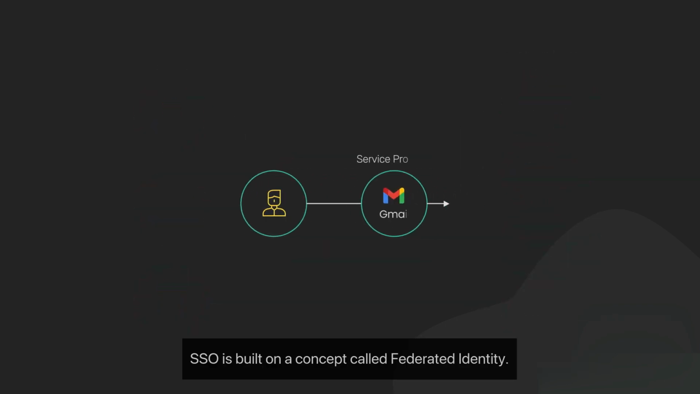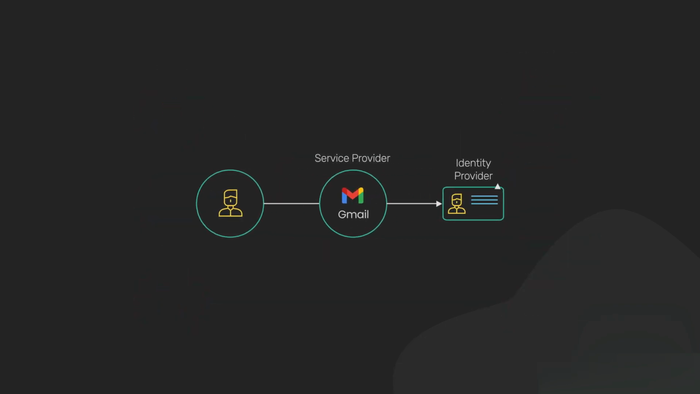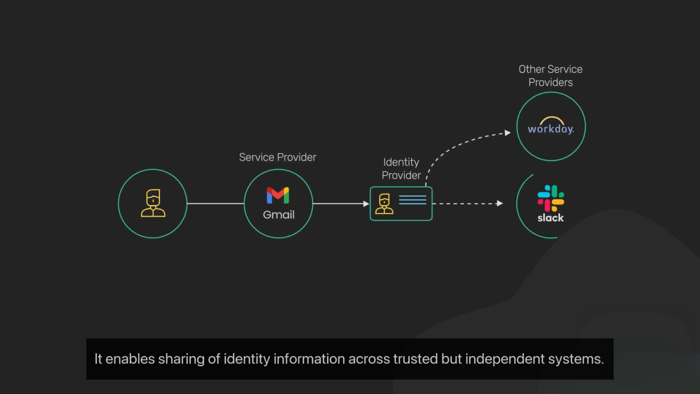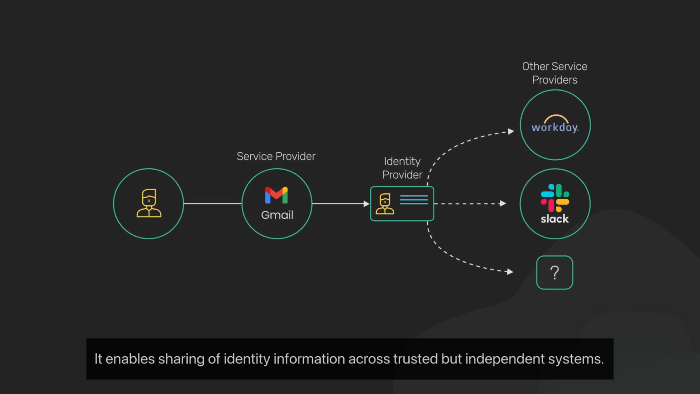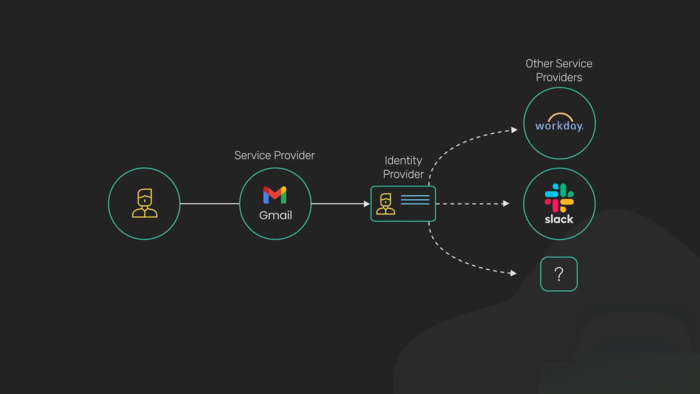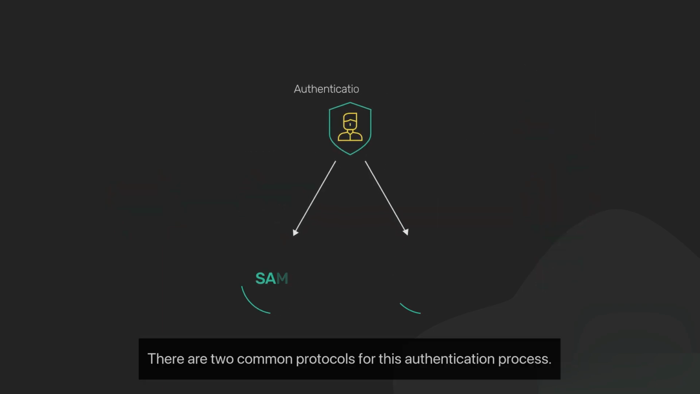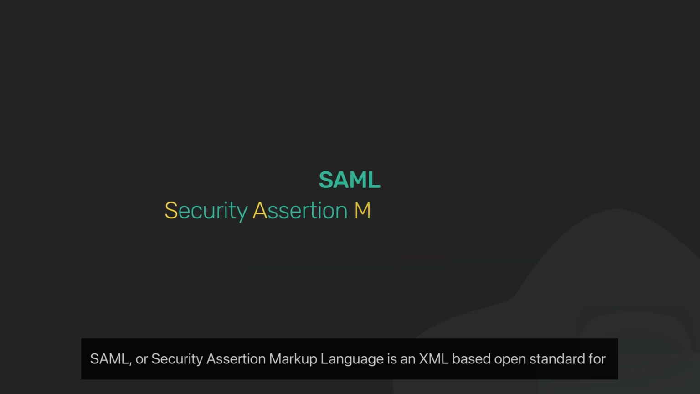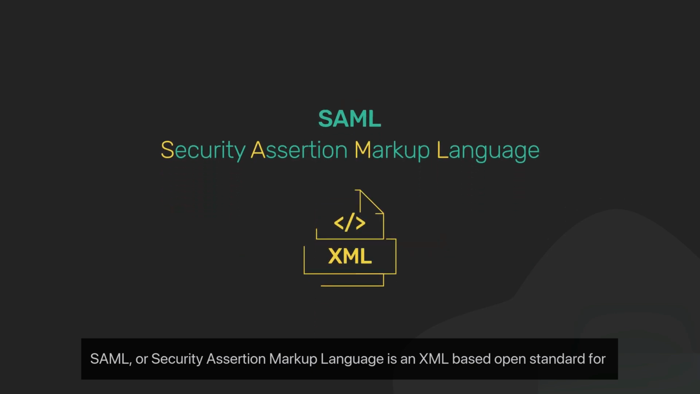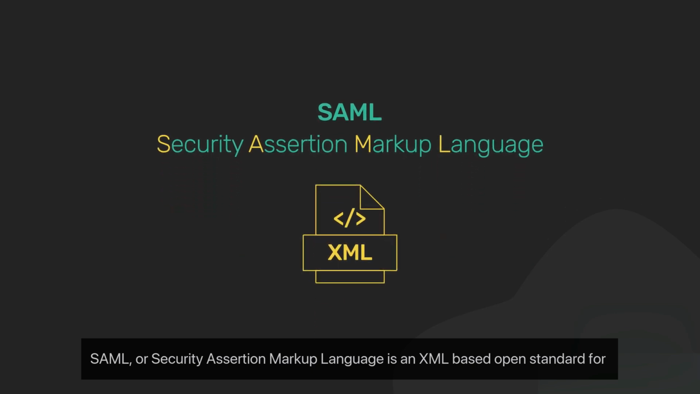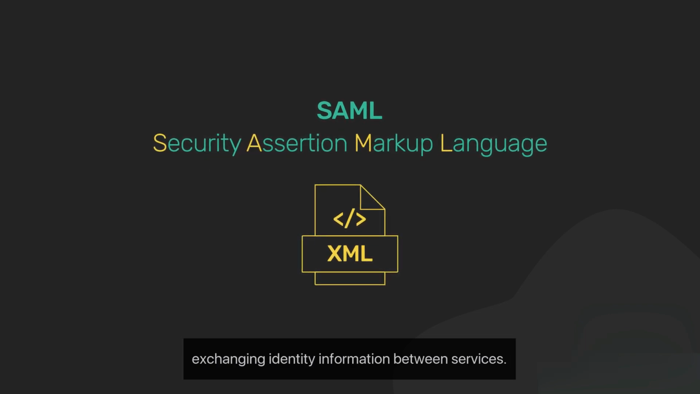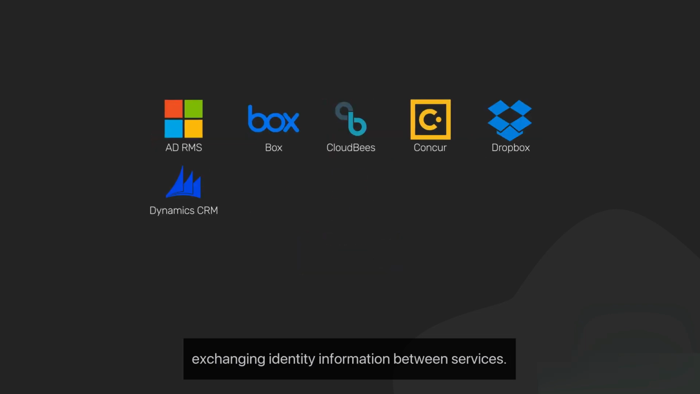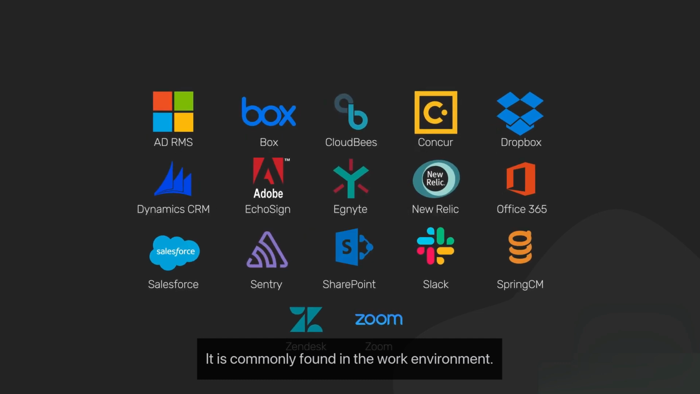SSO is built on a concept called federated identity. It enables sharing of identity information across trusted but independent systems. There are two common protocols for this authentication process. SAML, or Security Assertion Markup Language, is an XML-based open standard for exchanging identity information between services. It is commonly found in the work environment.